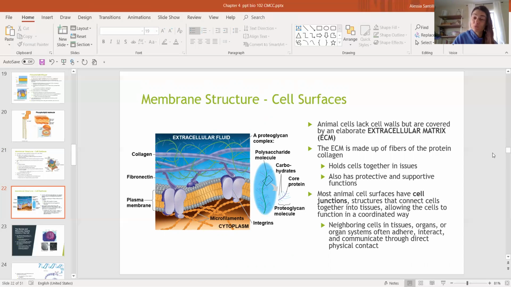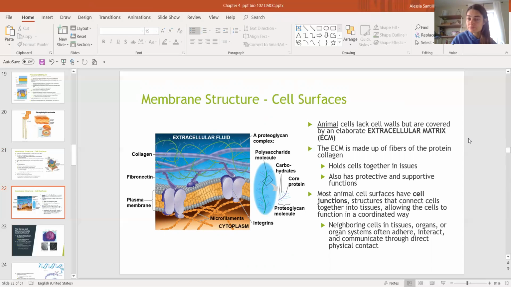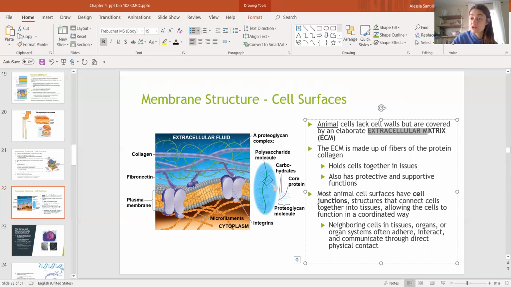What exactly do we have that's protecting our cells a little bit? So our cells are basically covered. Animal cells, note here animal, I'm going to underline it. Our cells are covered by an elaborate extracellular matrix, or the ECM. This extracellular matrix is absolutely incredible.